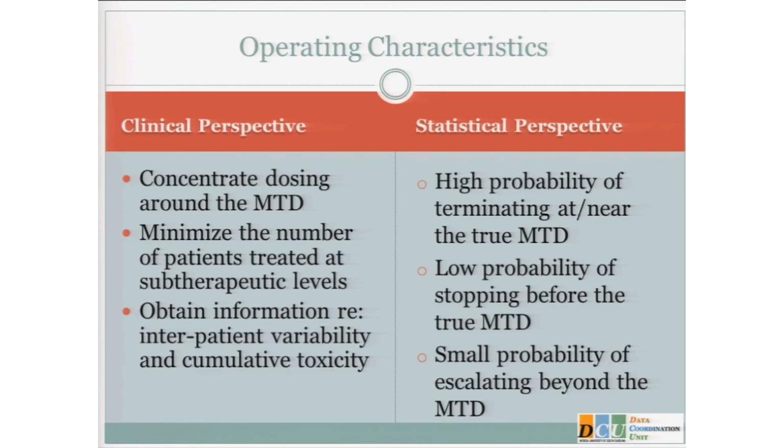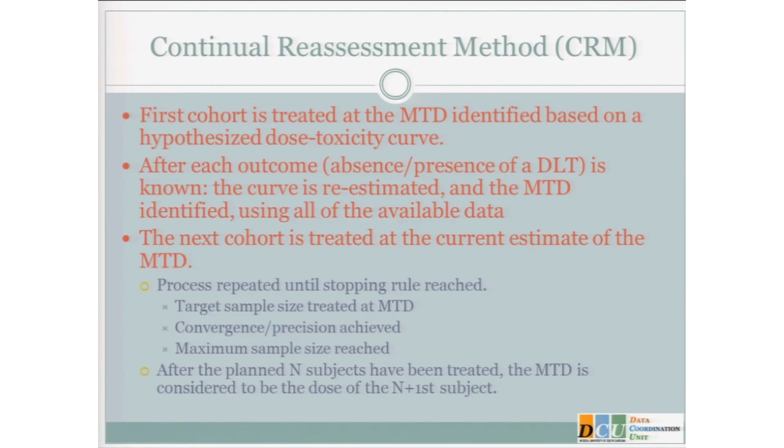Statistically, we wanted to have a high probability of terminating at the correct dose, or at least near the correct dose. We wanted to have a low probability of stopping before the truth and a small probability of escalating beyond the truth. And so the statistical answer to that is the continual reassessment method. This was proposed, I'm not sure, maybe 20 years ago by O'Quigley, and there have been a ton of papers extending it, making variations on it, improving upon it in the last couple of decades.